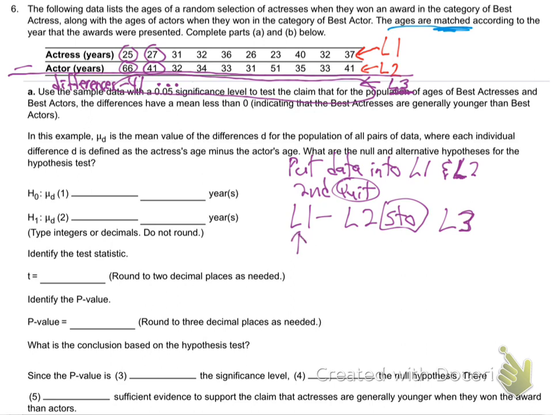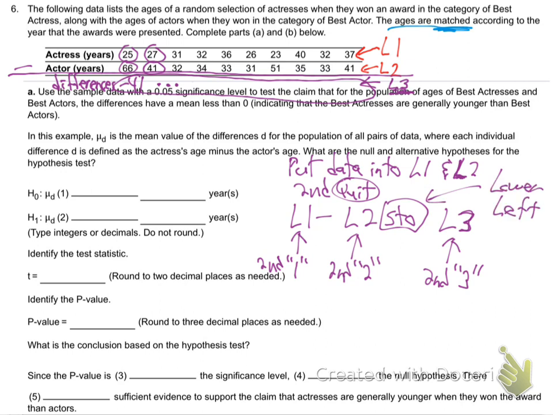How you get L1 on your screen is you hit second 1, L2 is second 2, and L3 is second 3, and the store button is lower left corner of your calculator. So what that does is it takes all the L1 data, that whole list, and the whole L2 data, that whole list, and subtracts them and stores the answers in L3. It basically computes all these differences, stores it in L3 for you. So you've got the differences now in L3. We'll never have to go back to L1 or L2. We'll just do all of our work on L3 where the differences are.